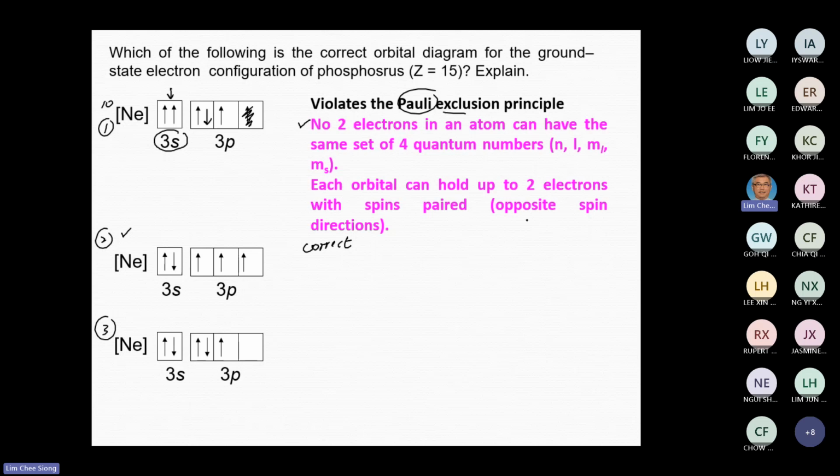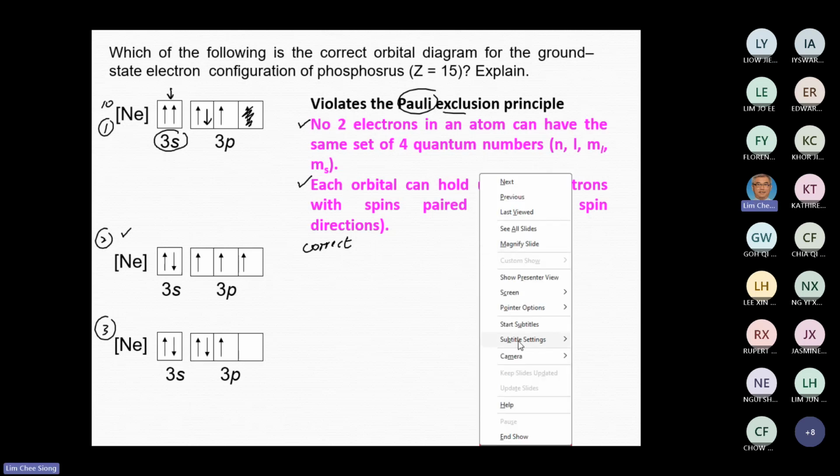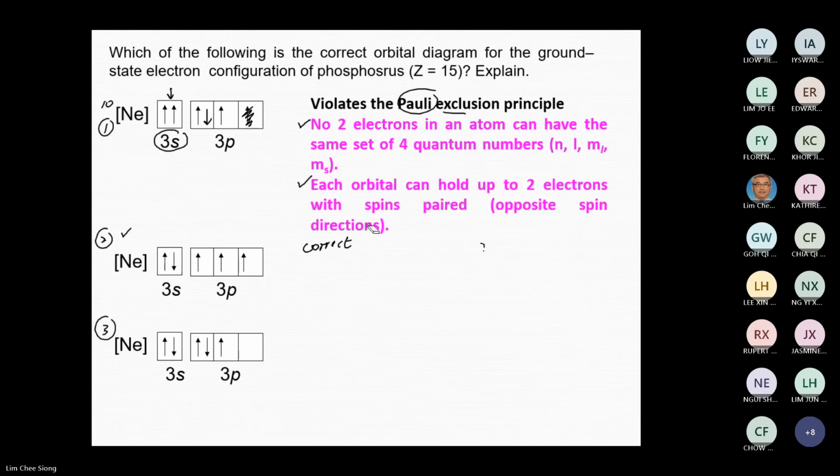So then write down point number 1. Each orbital can hold 2 electrons with a spin pair. This is another point, so you can score. This one has 2 or maybe 3 marks. Go ahead. Any problem so far? Can? Okay, now we proceed.